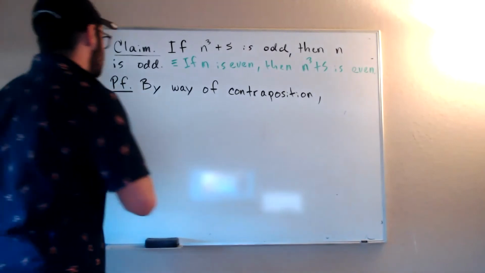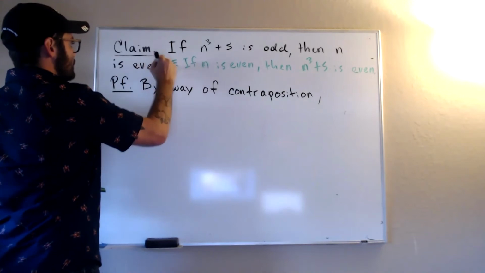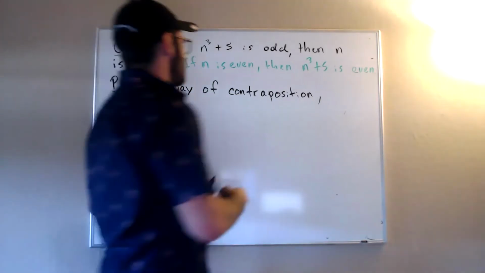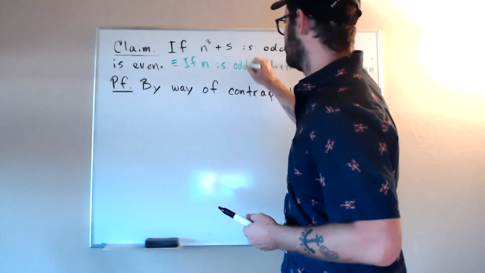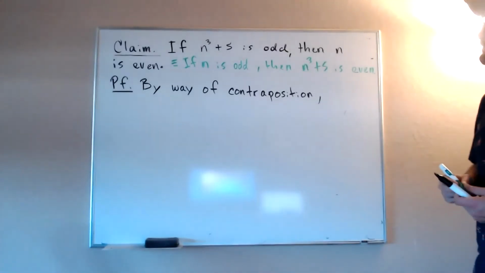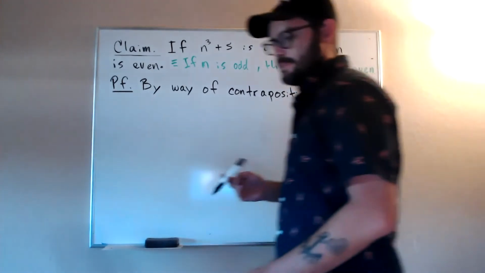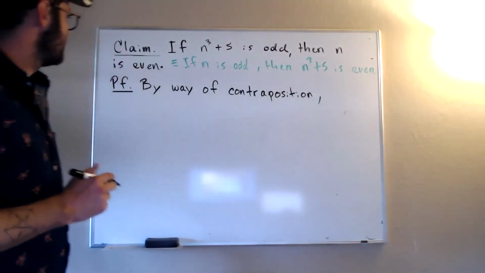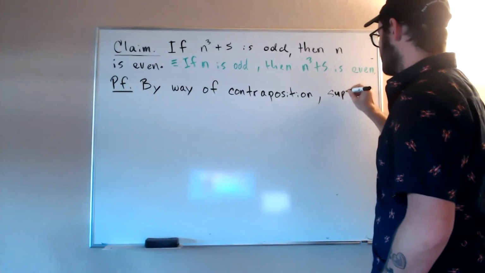Oh, sorry. I knew that there was something off here. There. So if n cubed plus 5 is odd, then n is even is the original statement that I meant to write. So the contrapositive is if n is odd, then n cubed plus 5 is even. Okay? So I just had a mistake in the original claim. So by way of contraposition, suppose n is odd.